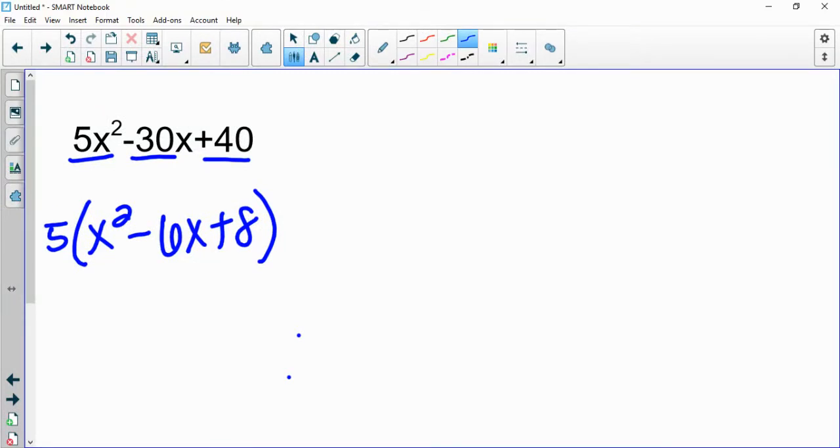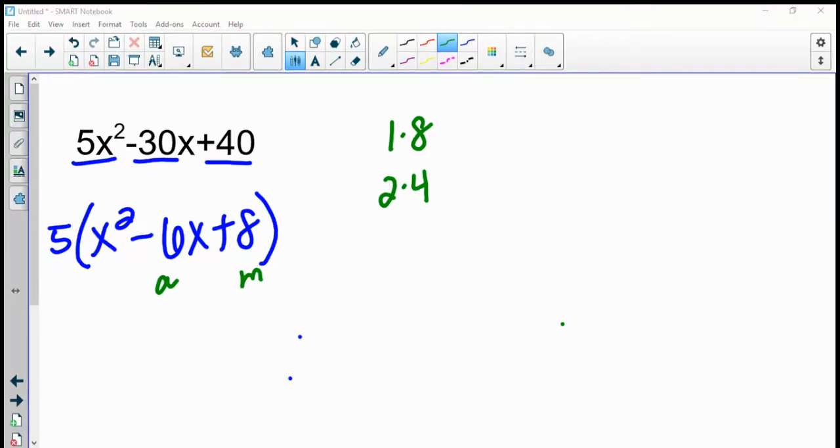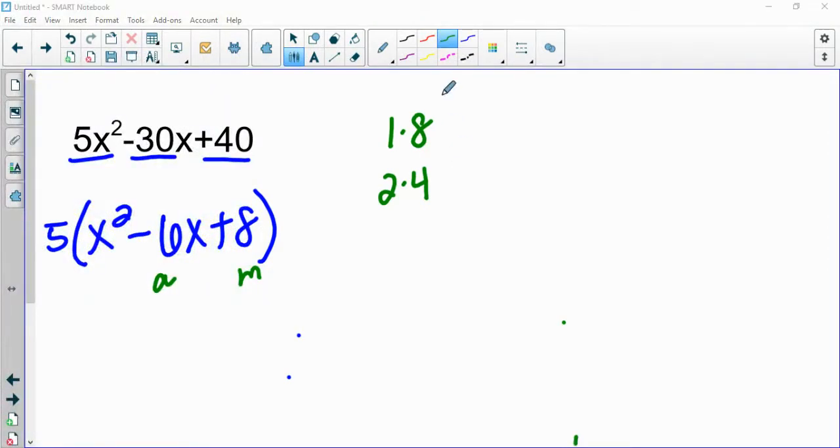So now we need to find the numbers that will multiply to positive 8, but add up to negative 6. So what I'm going to do is list the factors of 8 first, and then we can worry about the negatives later. Factors of 8, we got 1 and 8, and 2 and 4, and that's it. Okay. Now, we need to multiply and get a positive, but we need to add and get a negative. So that tells me that this is going to involve negatives, right?